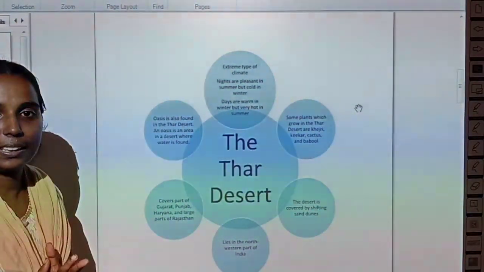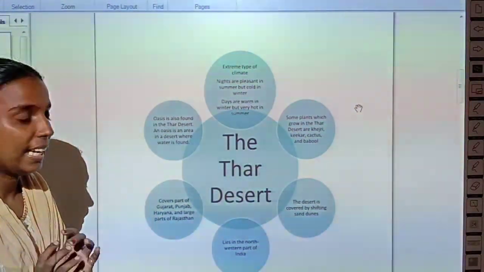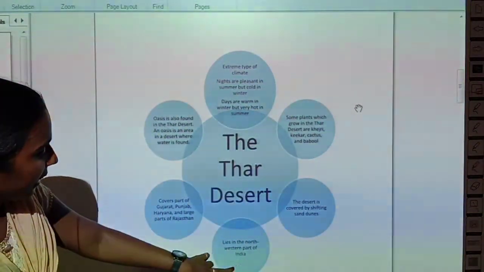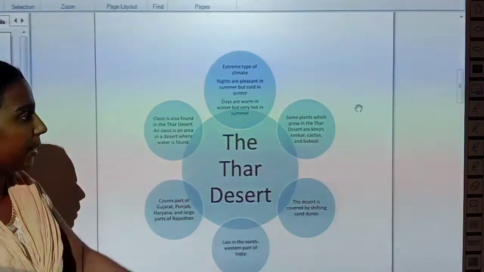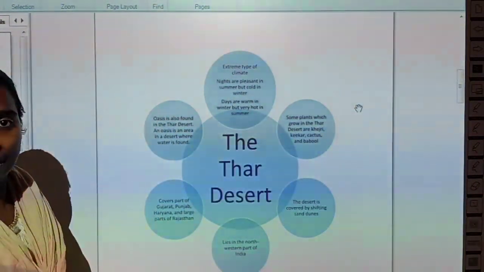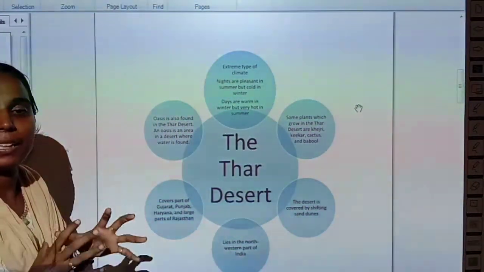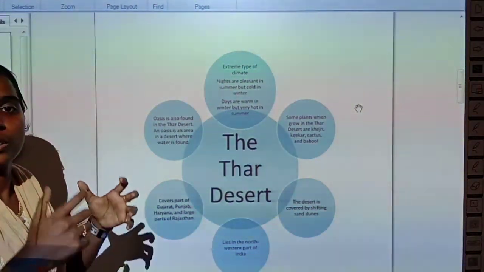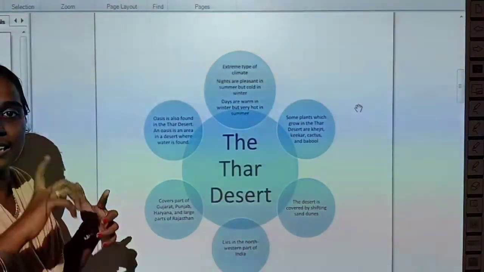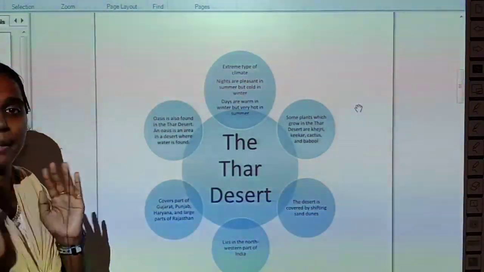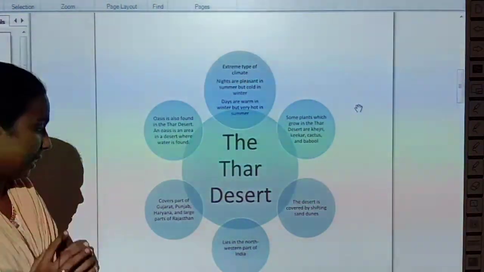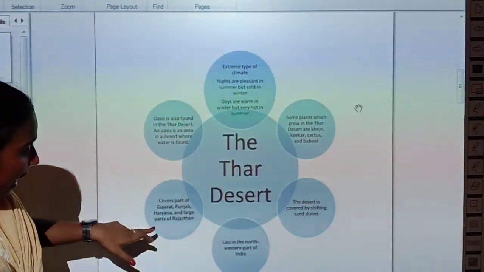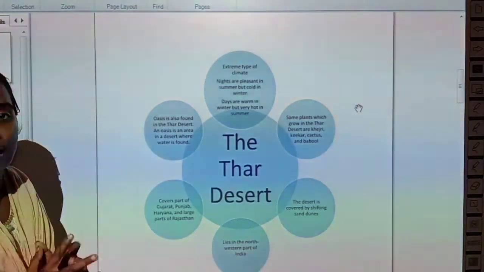Do you remember all the things we have learnt in the Thar Desert? Yes, Amy, where is this Thar Desert located? It lies in the northwestern part of India, right? So major part of this Thar Desert lies in which state? In Rajasthan, right? It starts from Gujarat and extends to Punjab and Haryana. But the major part lies in Rajasthan, very good. So it covers part of Gujarat, Punjab, Haryana and large parts of Rajasthan.